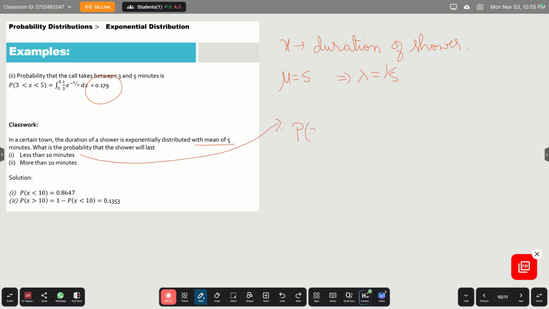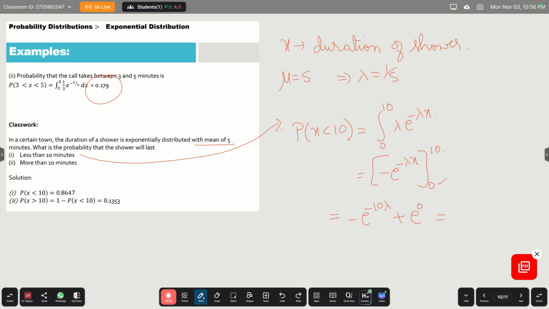So the probability that x is less than 10 minutes. X is less than 10. So from 0 to 10 you will integrate lambda e power minus lambda x, which will be negative e power minus lambda x, and the limit is from 0 to 10.